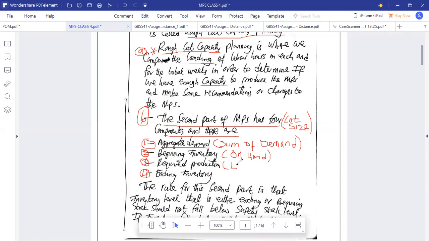And then we have the last part of it for this one, in the order in which things are supposed to be presented for the second part. And then this is the ending inventory, which you can also call the closing stock. So ending inventory or closing stock.